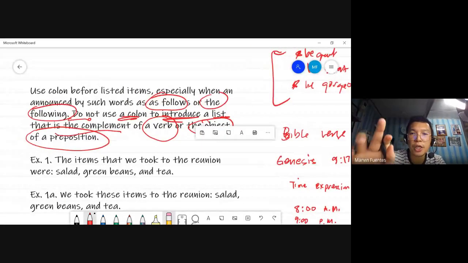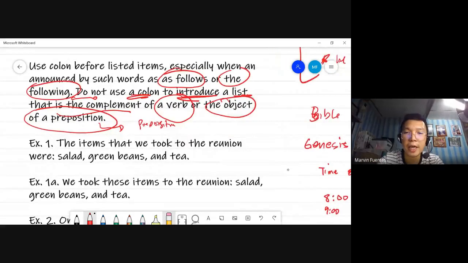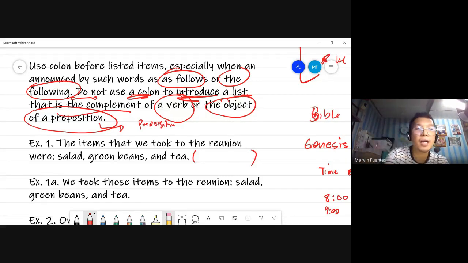The object of the preposition, automatically, di ba, you have to look for the preposition first, for you not to be confused. Like for example here, what do you think? Is this correct or not? The items that we took to the reunion were colon, salad, green beans, and tea. Again, the list here we're talking about is the salad. This is a noun, this is a noun, this is a noun. So this is correct that you're going to put a comma here.